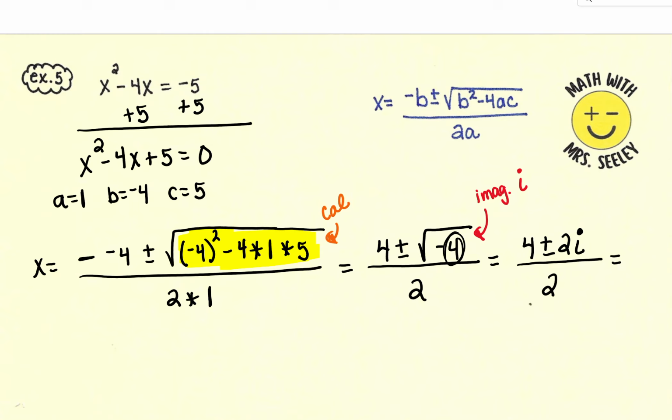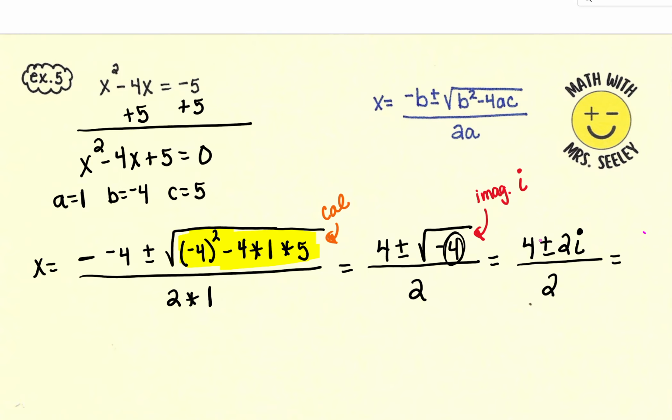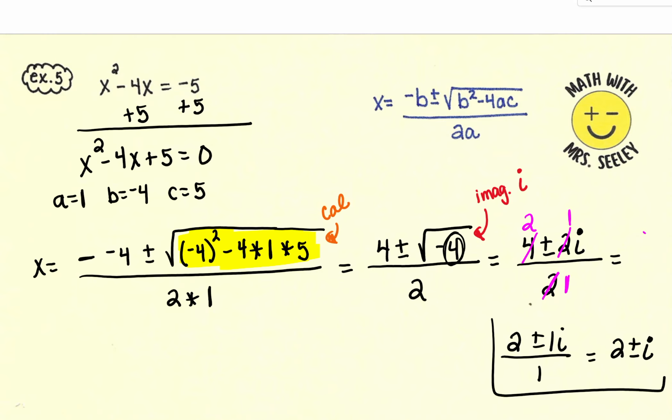And if imaginary numbers are difficult for you, again, there'll be a video on imaginary complex numbers you could look at. And then here's another situation where I'm allowed to cancel. And so a 2 goes in there 2 times, 2 goes in there 1 time, 2 goes in there 1 time. So my final answer is 2 plus or minus 1i over 1, or you can just say 2 plus or minus i.